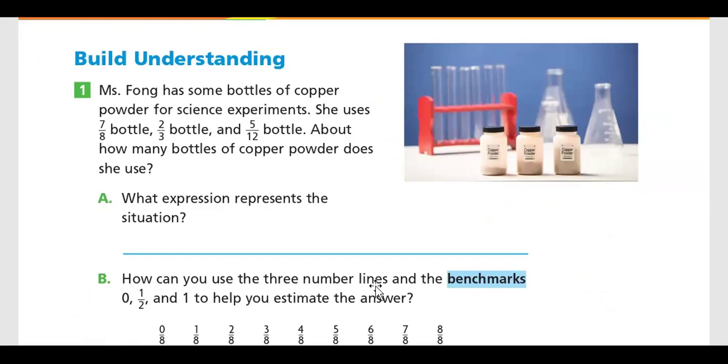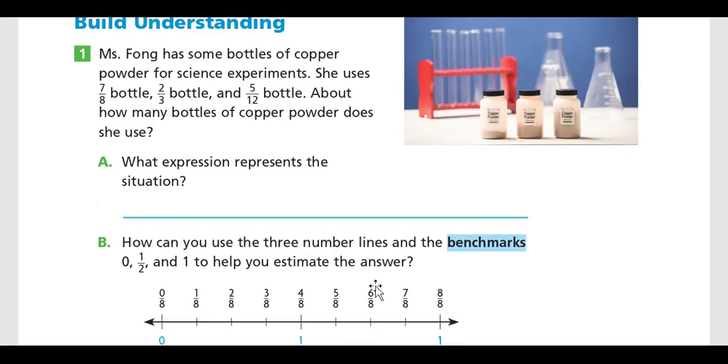Miss Fogan has some bottles of copper powder for science experiments. She uses a 7 over 8 bottle, a 2 over 3 bottle, and a 5 over 12 bottle. About how many bottles of copper powder does she use? So that expression represents the situation. We need to write the expression for this situation.